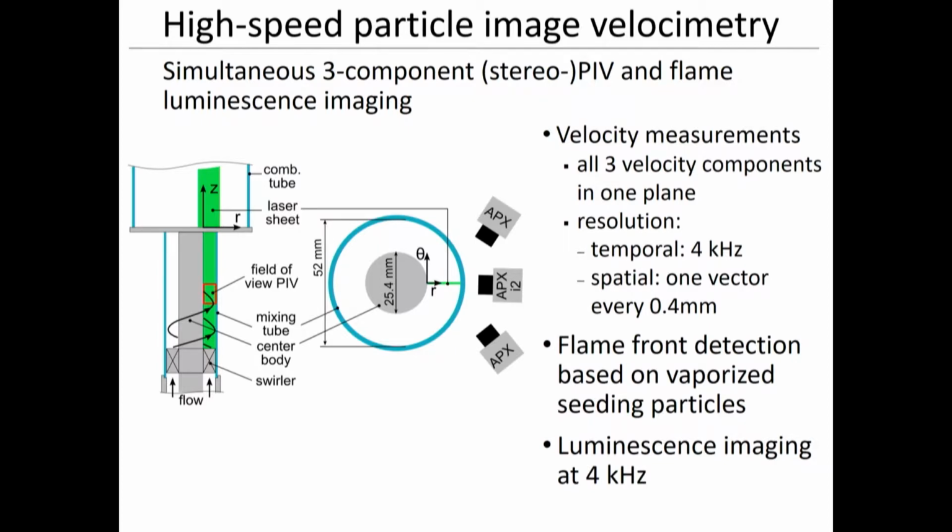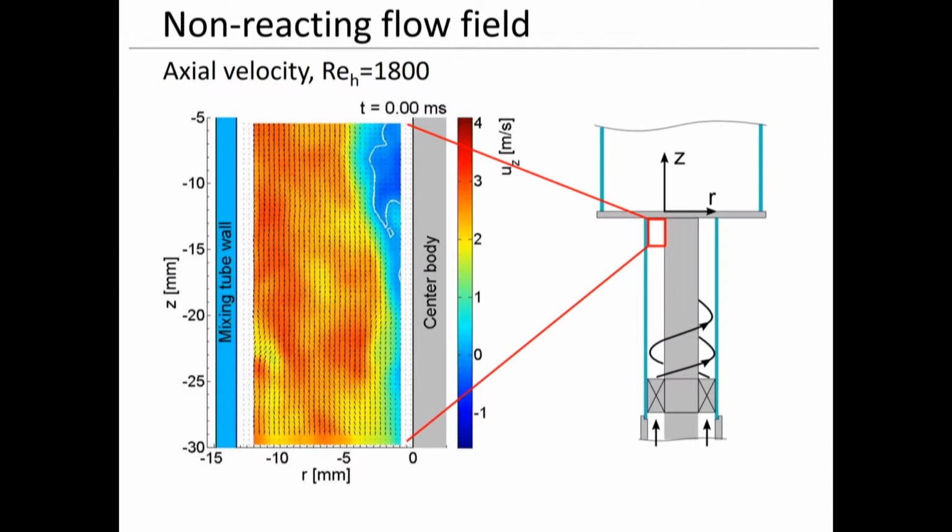And then we simultaneously measure with an intensified high-speed camera the flame luminosity, all right? And you'll see why that's important. And those movies I've been showing you are of flame luminosity. So the framing rate with these is 4 kilohertz. And so we're measuring 3 components of velocity in a plane with the PIV.